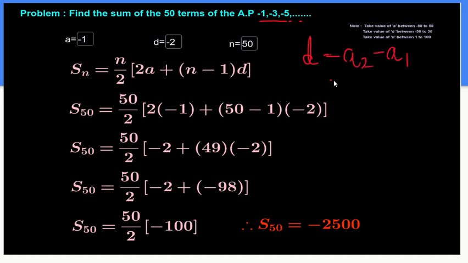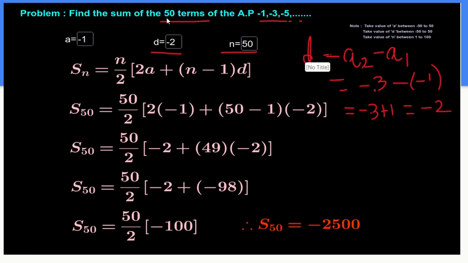What is A2? The second term, minus 3. Minus 3 minus of minus 1. Minus of minus 1 will turn into plus, so minus 3 plus 1, which is minus 2. So D here is minus 2. Next, what is N? How many terms? 50 terms. N is the number of terms, don't forget this. If you hear N, immediately think it's the number of terms. How many terms are they asking? It's 50.